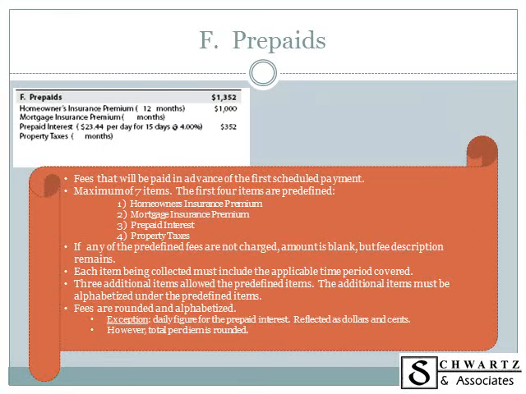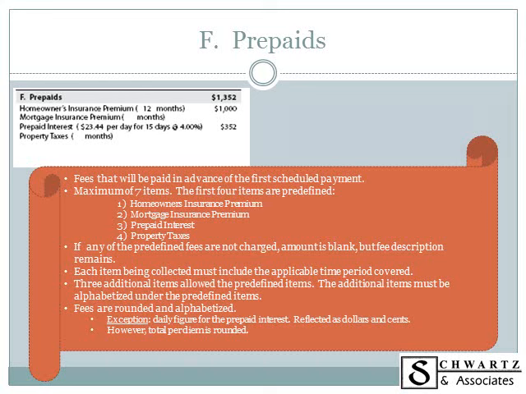Prepaids. This section is an itemization of each item that will be paid in advance of the first scheduled payment. A maximum of 7 items are permitted in this section. The first 4 are predefined. They are homeowners insurance premium, mortgage insurance premium, prepaid interest, and property taxes.